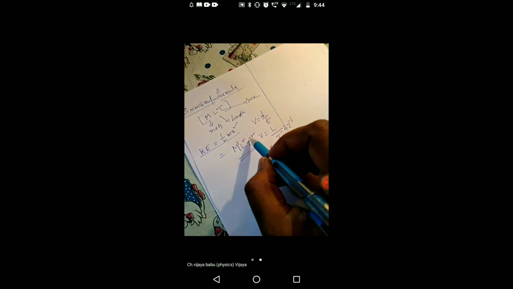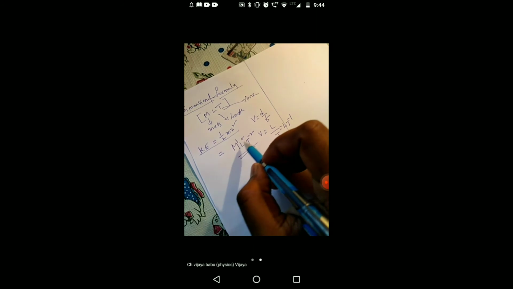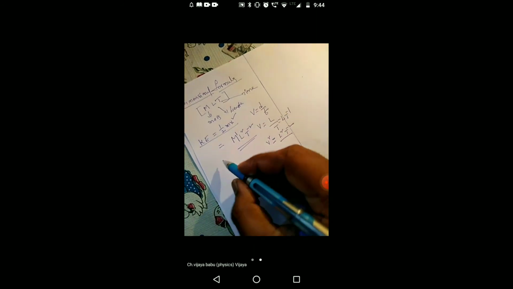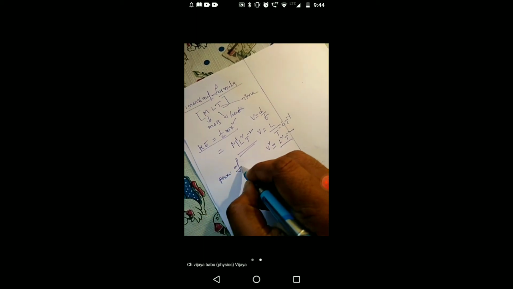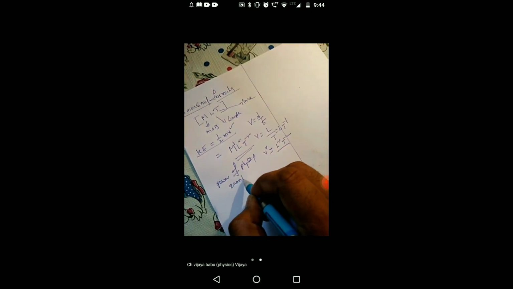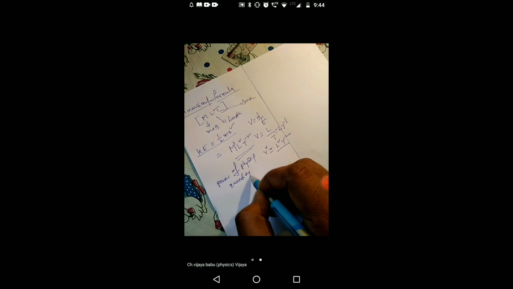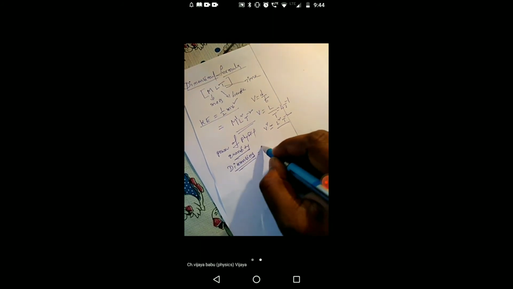These are called dimensional quantities. These are called dimensions. Dimension means power of physical quantity. Dimensions means bracket 1, 2, minus 2. These are the dimensions of physical quantity. It is the kinetic energy dimensional formula.